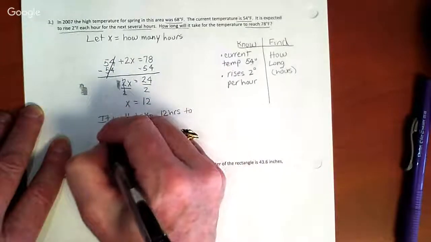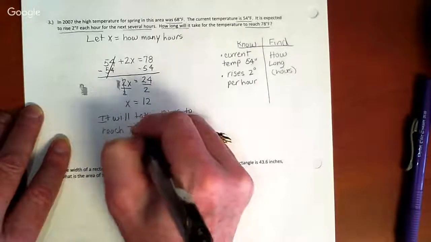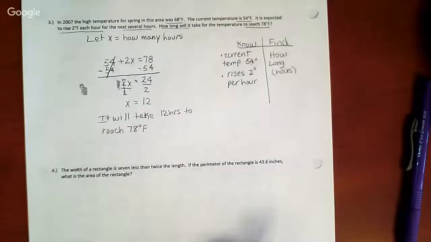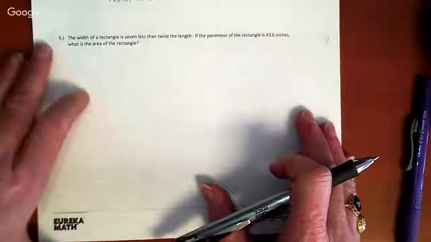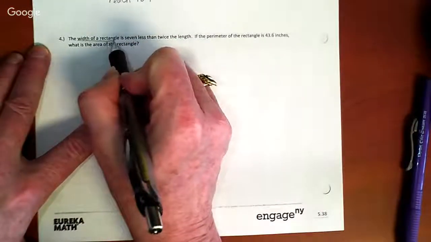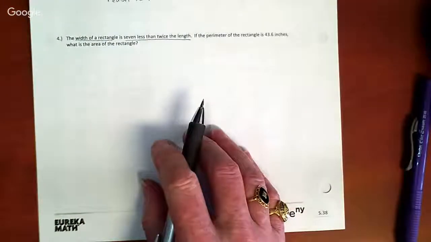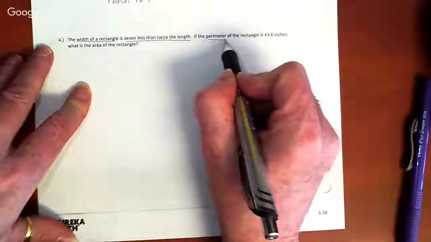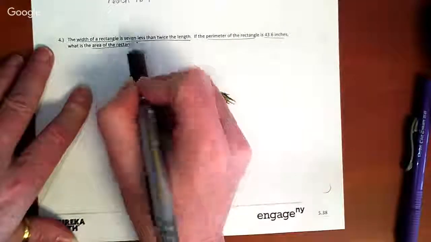So it will take 12 hours to reach 78 degrees Fahrenheit. Okay. Our last problem we have here is the width of a rectangle is 7 less than twice the length. If the perimeter of the rectangle is 43.6 inches, what is the area?